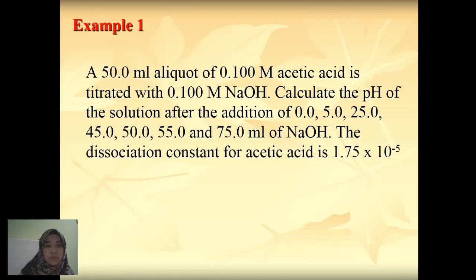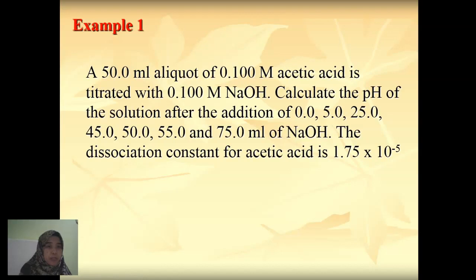Example 1: a 50 ml aliquot of 0.1 molar acetic acid is titrated with 0.1 molar NaOH. Calculate the pH of the solution after the addition of 0, 5, 25, 45, 50, 55 and 75 ml of NaOH. The dissociation constant for acetic acid is 1.75 times 10 power of -5.